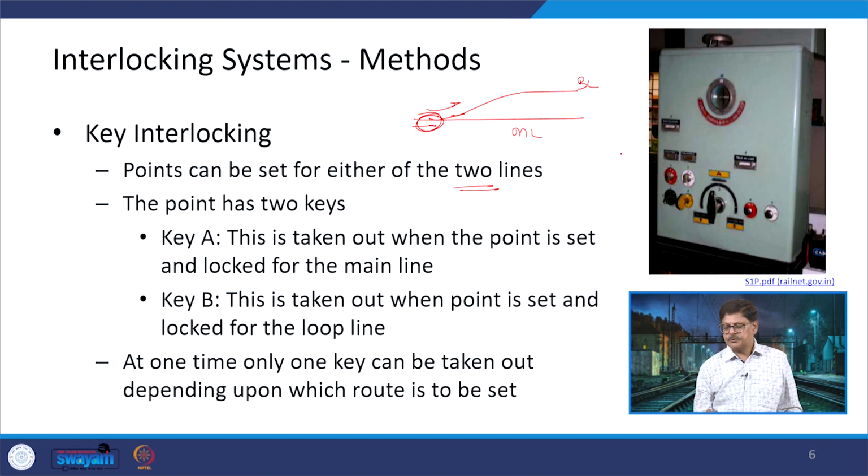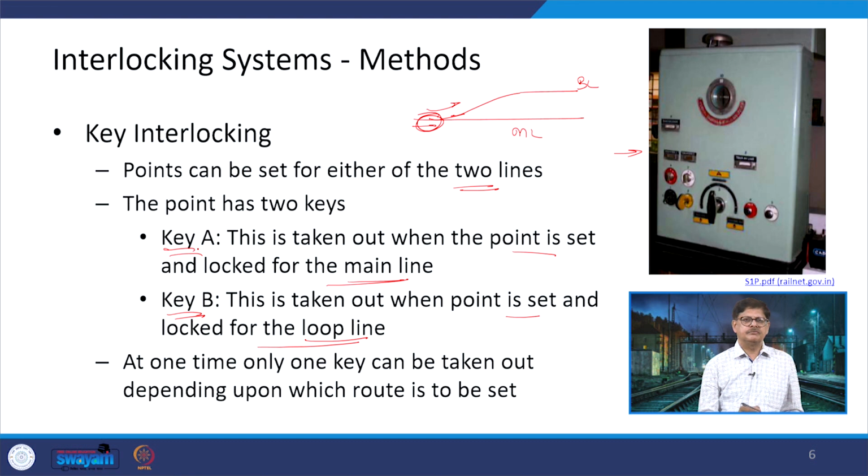Again on the right hand side you can see another design of a block instrument, which is used to control the movement of the trains on the lines. Now these block instruments have two keys, key A and key B. Key A is taken out when the point is set and locked for the main line, whereas key B is taken out when the point is set and locked for the loop line. So that is the difference between the two types of keys being utilized.